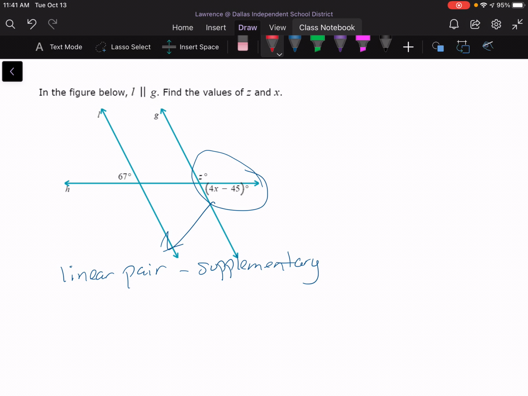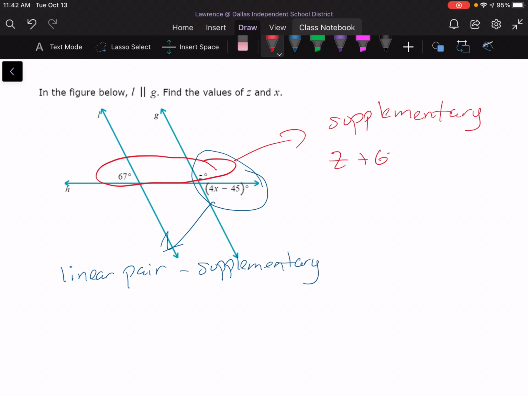So the next thing I'm going to look at is, okay, well, let's take a look at the relationship between these two. And we never actually gave these an official name, but if you wanted to call them consecutive exterior, that would be okay. But regardless of what we call them, they are supplementary. So I'm going to say Z plus 67 equals 180 degrees. Subtract 67, of course. And Z is going to leave me with 113.